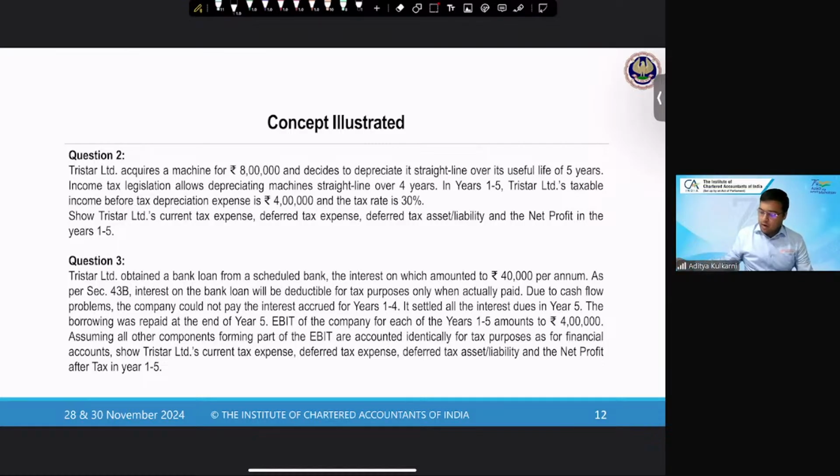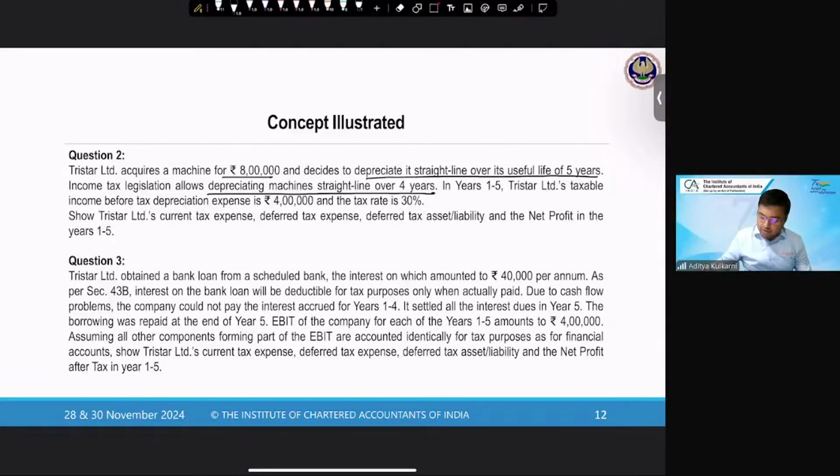TriStar Limited acquires a machine for rupees 8 lakhs and decides to depreciate it straight line over its useful life of 5 years. So this depreciation is allowable for accounting purposes over 5 years of useful life. Income tax legislation allows depreciating these machines over 4 years. So the same machinery for your income tax purposes gets depreciated over a 4 year period. We call this an accelerated depreciation under the tax laws.